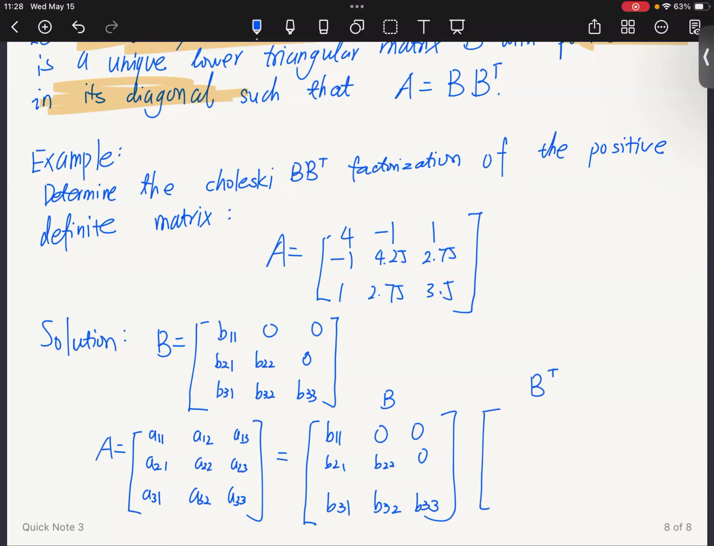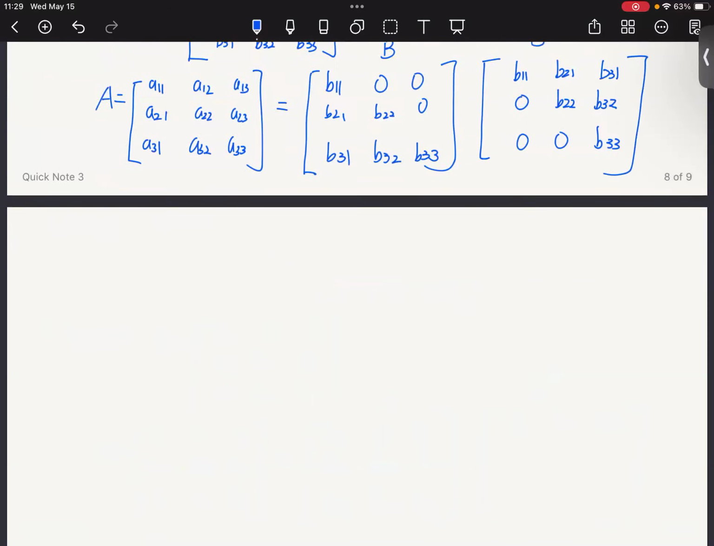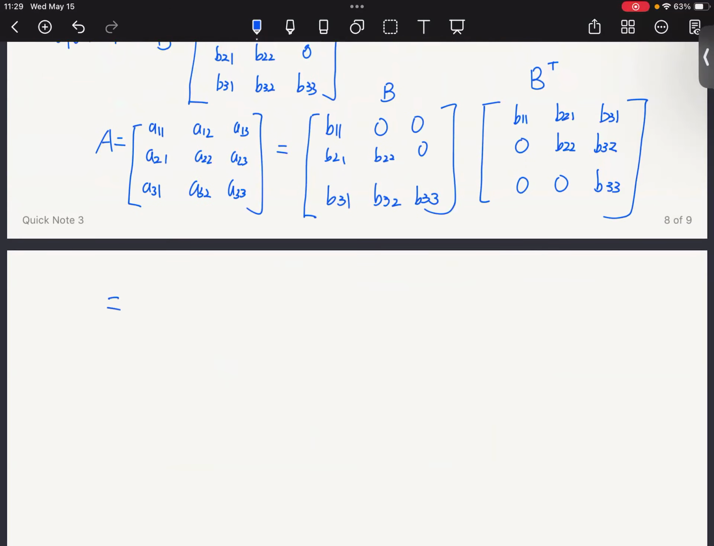Okay, good. Let's see the B transpose. B11, B21. You know the transpose, right? Just flip the columns and the rows. B11, B21, and then B31. This is the first column, and it becomes the first row. The second column becomes the second row, and the last column becomes the last row. This is the B transpose. The other things are just some boring calculation.